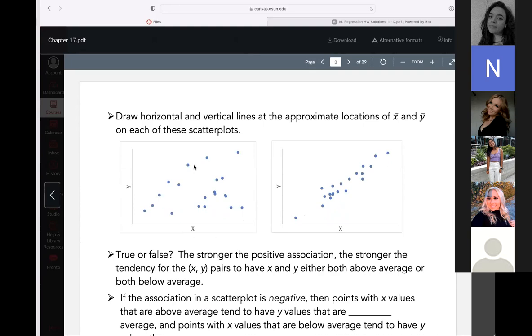So draw horizontal and vertical lines at the approximate locations of X bar and Y bar on each of these scatter plots. Let's do the right one first, because I think it's a little easier. Where would you say is the X bar? The average of the X's. If we ignore all Y association, just look at the X's. In other words, if you imagine these dots just dropping and forming a regular dot plot, where would the average be located roughly?